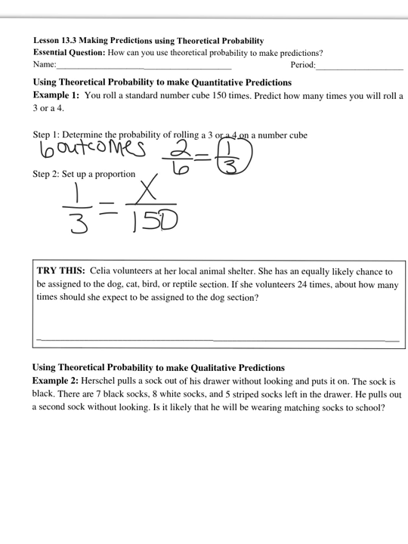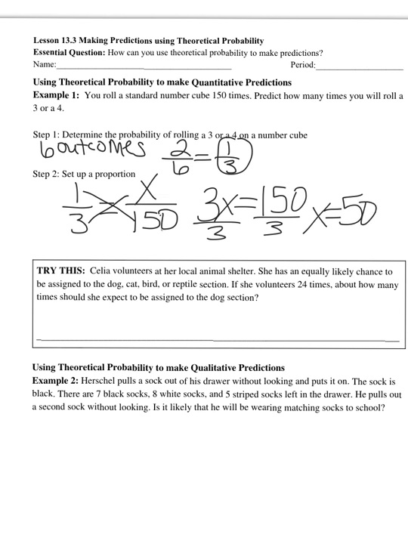So in this proportion, I can solve this 2 different ways. Some of you may just be able to look at this and know, oh, x equals 50. Or I can cross multiply and set up an equation. So 3 times x is 3x. 1 times 150 is 150. And I divide by 3 on both sides, resulting in x equaling 50. So what that means is if I roll the cube, or the dice, 150 times, 50 of those rolls will be a 3 or a 4.